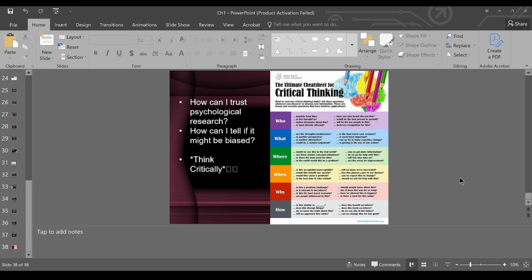And then of course the final slide, where you can see the chart, the ultimate cheat sheet of critical thinking. How do I trust how likely research is? How do I tell if it might be based on critical thinking? And you can see each of those: who, what, where, when, why, and how. So that's going to be it for this chapter.